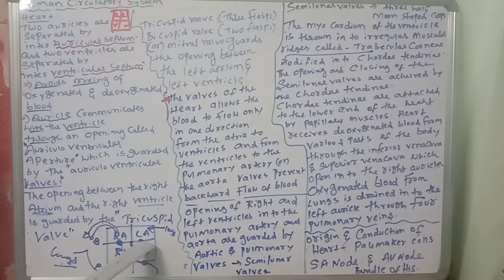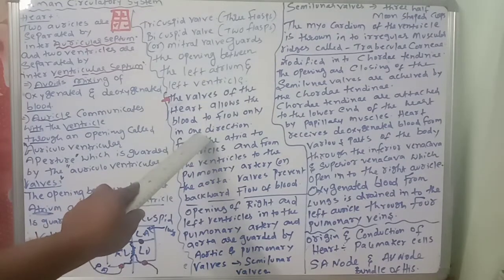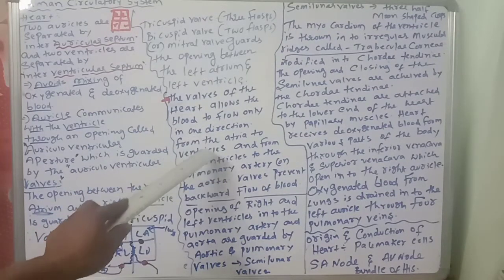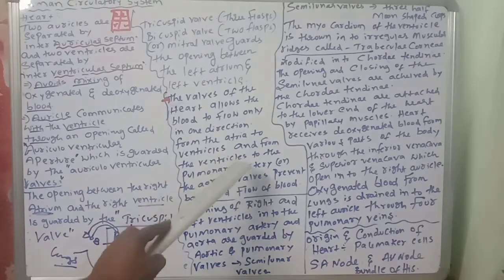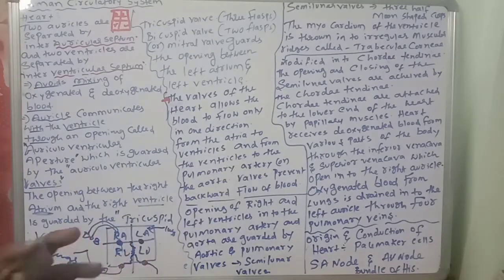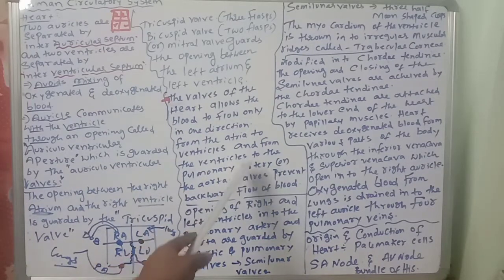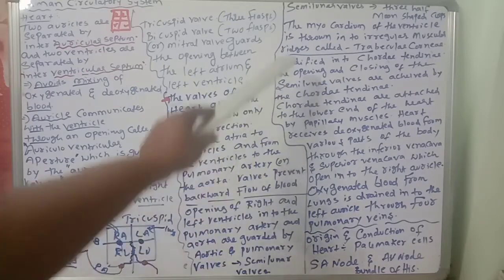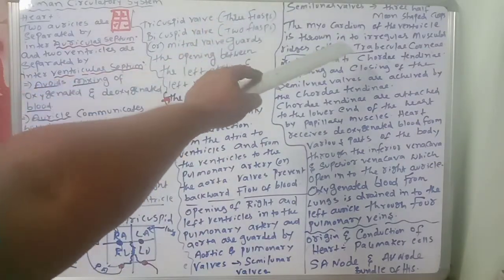The valves of the heart allow the blood to flow only in one direction, from the atria to the ventricles and from the ventricles to the pulmonary artery and aorta. This is very important. The valves prevent the backward flow of the blood. The openings of the right and left ventricles into the pulmonary artery and aorta are guarded by the aortic and pulmonary valves, the semilunar valves. Semilunar valves have 3 half-moon shaped cusps.